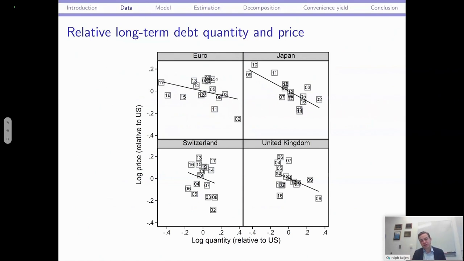And so the way to read this, for instance, if we take the euro area, then the numbers in the boxes correspond to years. So if we go to 2015, 16, 17, then you see that the total amount of debt that's being held by foreigners is going down. That is consistent with the first graph that I showed you. Now, at the same time, you see that prices go up. The price of euro area bonds goes up relative to the price of US Treasuries. And that phenomenon you see show up in all of these figures. A relative change in quantities is associated with a change in prices, and there's suggestive evidence of downward sloping demand curves or inelastic markets.